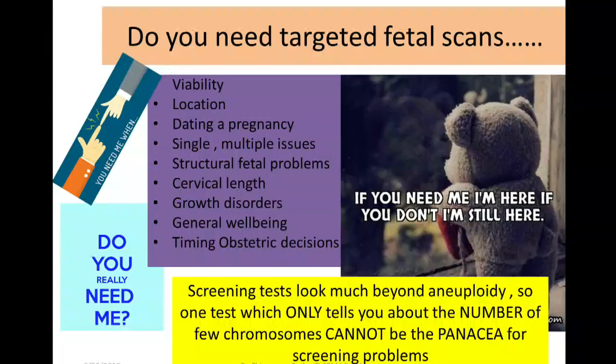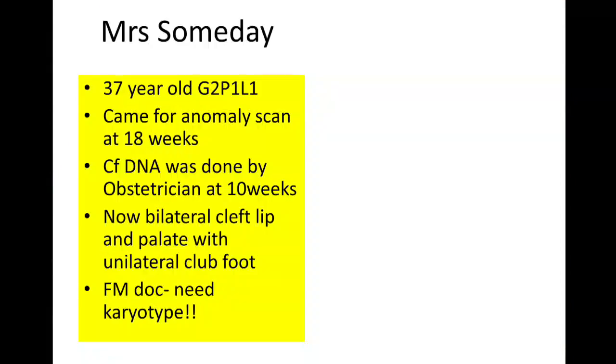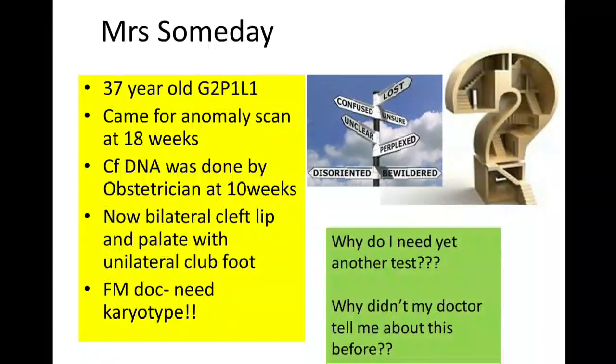So, one test which only tells you about the number of a few chromosomes cannot be the panacea of all screening problems. Because someday you will have Mrs. So-and-so visit you, who's 37 years old, gravida 2, para 1, living 1, who comes for an anomaly scan at 18 weeks and had cell-free DNA done at 10 weeks because her obstetrician gave her the best possible screening test at that point. But at the 18 weeks anomaly scan, you have bilateral cleft lip and palate with a unilateral clubfoot. And then the fetal medicine doctor says, now you need to get a karyotype done. And then she's all lost, confused, bewildered, and she says, why do I need another test? Why didn't my doctor tell me about this before?